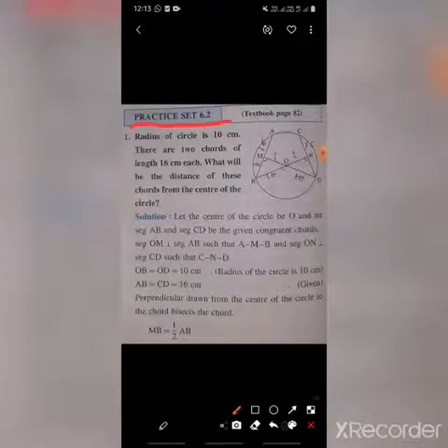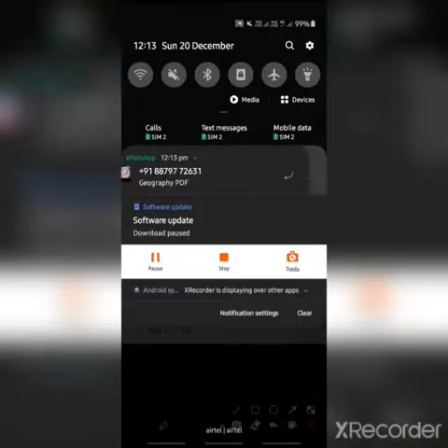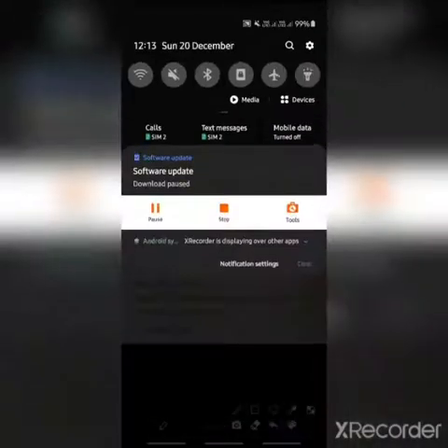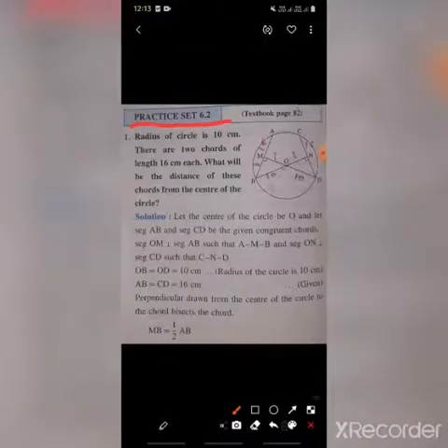Okay, so here is the first question of practice set 6.2. Radius of a circle is 10 centimeter. Okay, here is the radius.